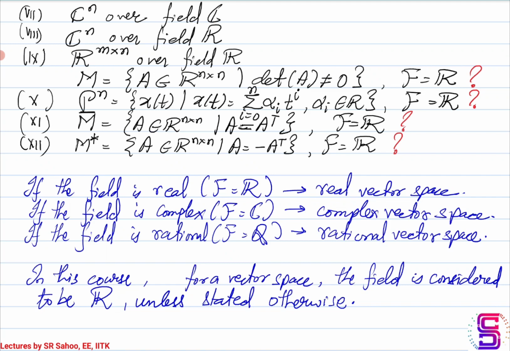Identify which of them are not vector spaces and why they don't qualify as vector spaces, and if they are vector spaces, whether they satisfy all the properties of a vector space or not. You can prove these the way that we had discussed in one of the examples in the previous lectures on vector spaces.